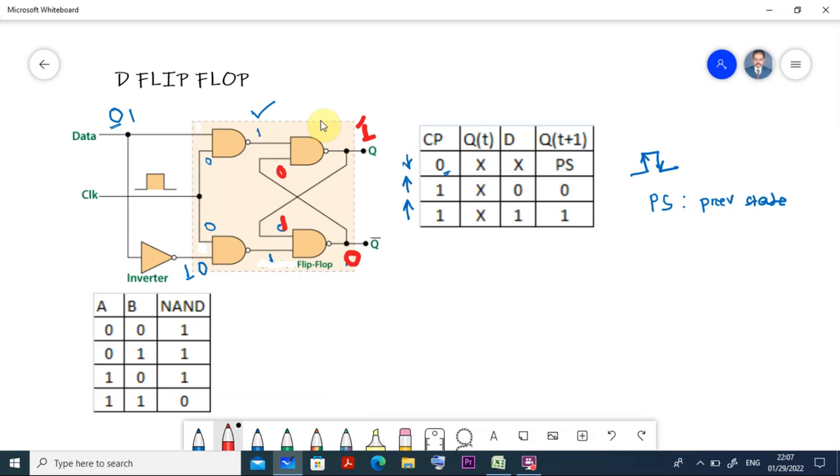Is it clear? Now what is the other condition? Suppose I provide a clock pulse equal to 1. Okay, so I change the thing.